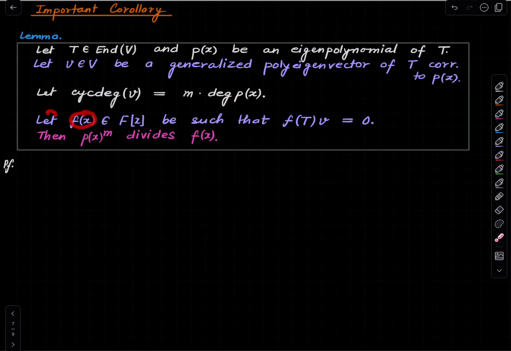And let fx be such that the corresponding endomorphism kills v. Then px to the m divides fx. So that's a very nice thing. And let's quickly prove it. So say k be largest. I mean, what we are doing is fx may have px as a factor or some highest power of px as a factor. So first we will write fx as px to the power something times something that is relatively prime to px.